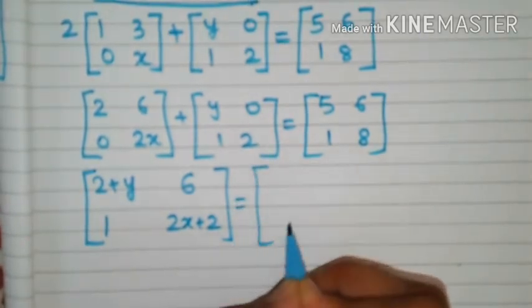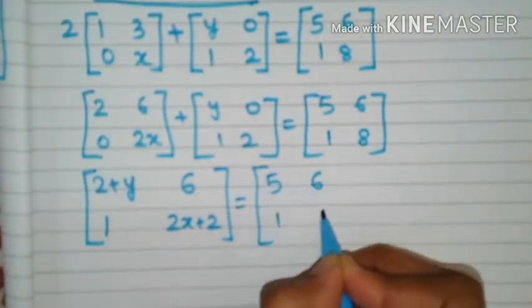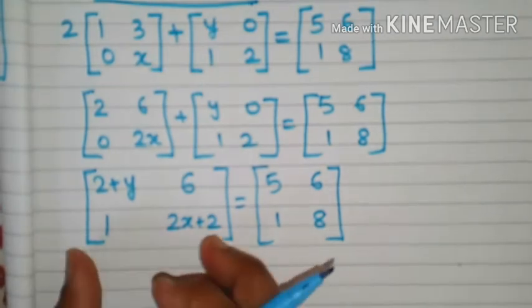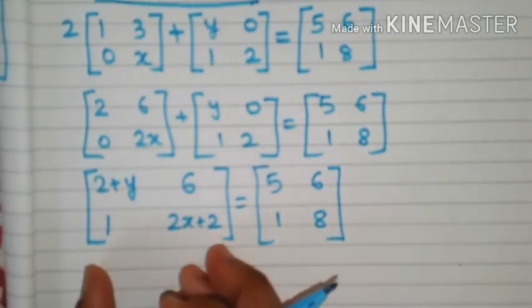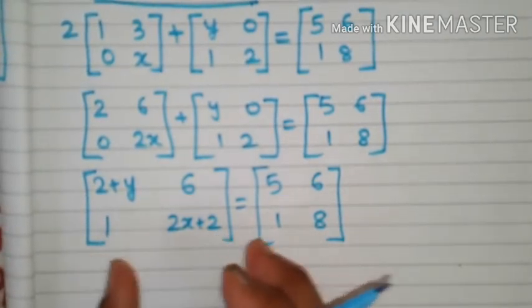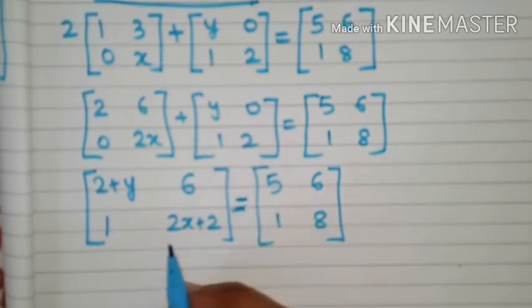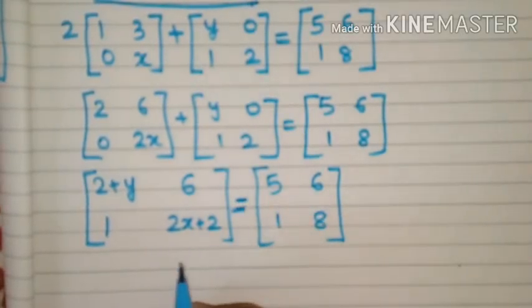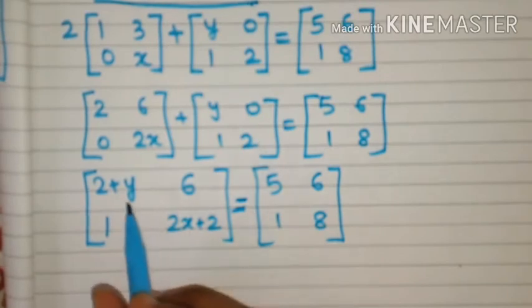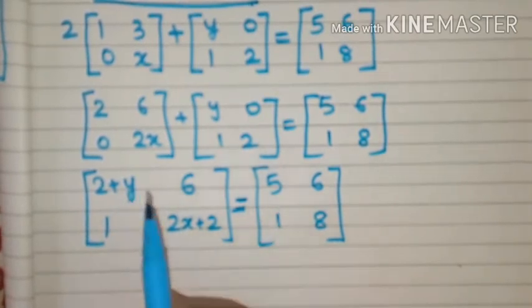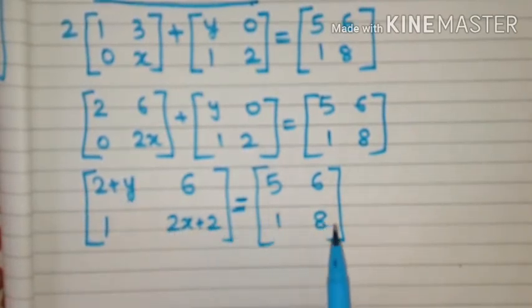And on the right hand side, friends, we'll get 5, 6, 1 and 8. Now that's all. We can't do anything more than this on the left hand side. Now if you observe, these two matrices are equal. So whenever two matrices are equal, what does it mean? It means that the corresponding matrix elements are going to be the same.